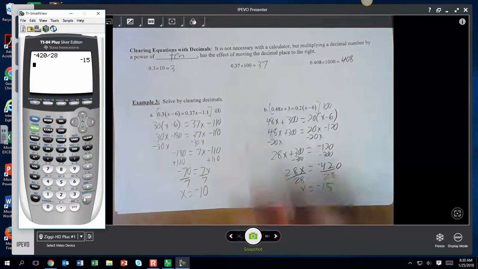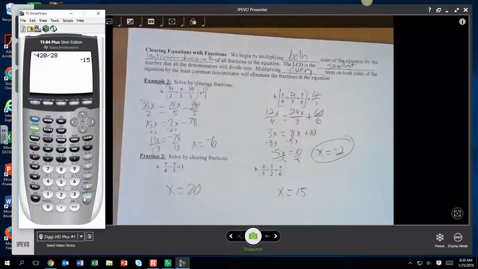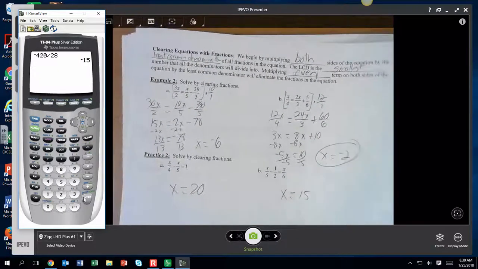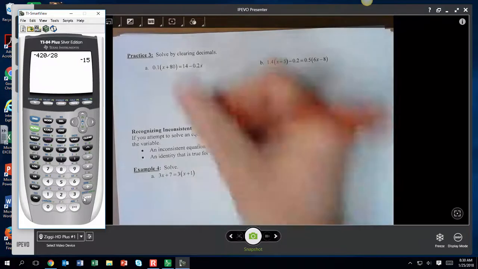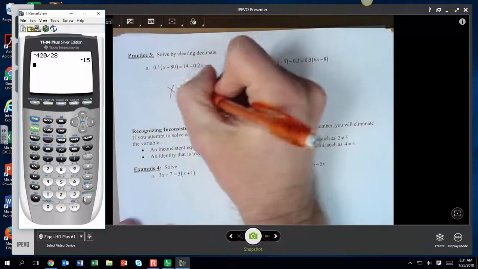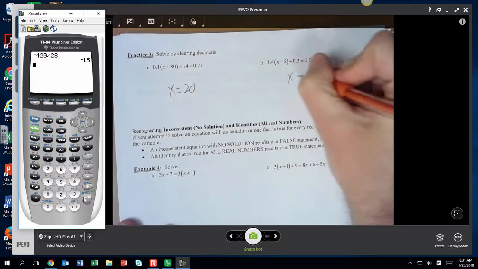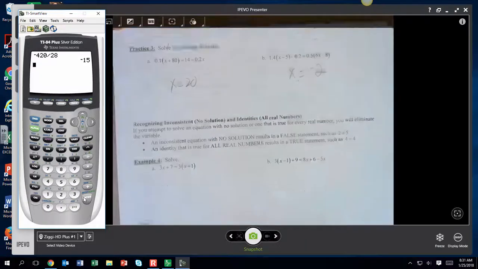So go ahead and try the practice 3 problems on the next page. Pause the video and unpause when you're done. For the first one, x equals 20, and on the second one, x equals negative 2.